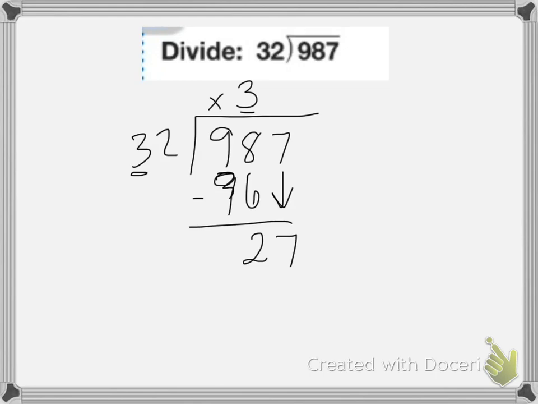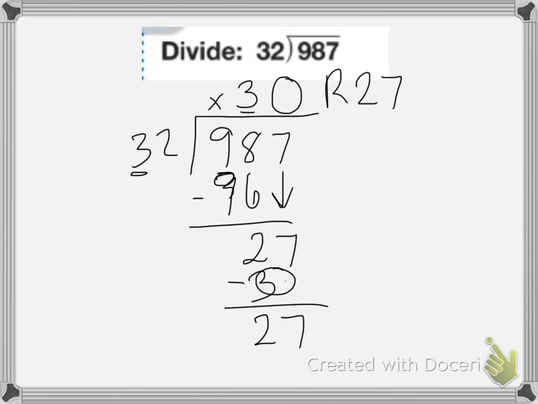Okay, now I need to think, can 32 go into 27? And no, it can't. So since it can't go into it at all, we're going to put a 0 to say that it can go into it 0 times. 32 times 0 is 0. 27 minus 0 is 27. So my answer is going to be 30, remainder 27.